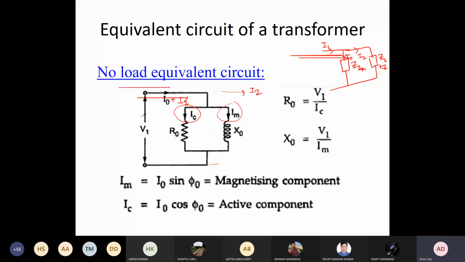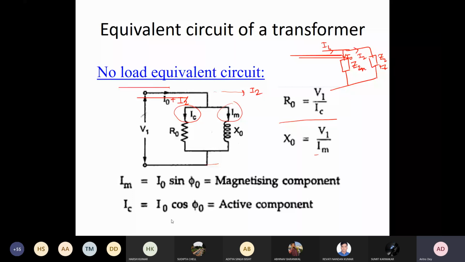Okay, so how can you get the value of R0 and X0? Analytically you can get it like this: R0 equals V1 by IC and X0 equals V1 by IM, and this IM and IC you can get from I0, which you can measure with your ammeter.